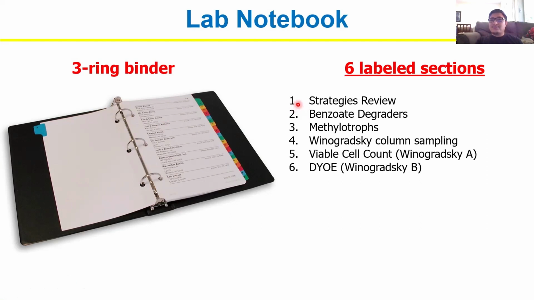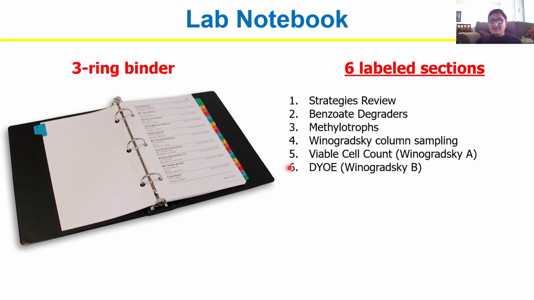So the first section is going to be called strategies review. That's going to be a lot of review from your previous courses. Another one is going to be titled benzoate degraders, metallotropes. That's the third one. Winogradsky column sampling, viable cell count, or Winogradsky 8, whichever name you want to use is fine with me, or DYOE, which stands for Do Your Own Enrichment, or Winogradsky B.